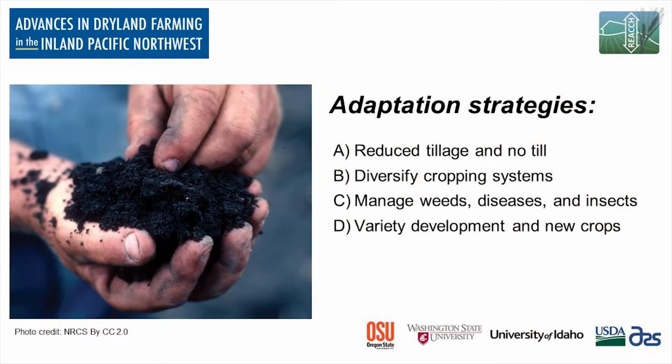REACH researchers looked at opportunities to successfully manage dryland farming under a changing climate with approaches including improving soil organic matter by switching to reduced tillage and no tillage, diversifying cropping systems, including changing planting dates, managing for and monitoring changing weed, disease, and pest pressures, as well as selecting for new varieties and new crops that may better tolerate an altered climate.